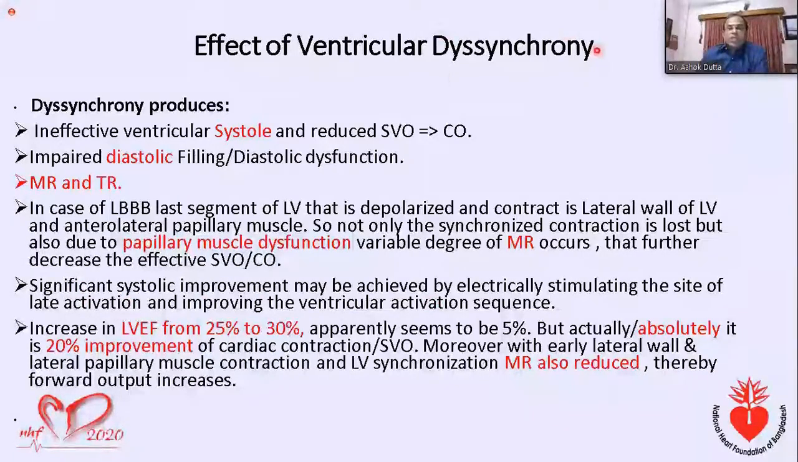So this dysynchrony is minimized either by CRT or His bundle pacing. And there is an increase in LV ejection fraction, suppose 25 to 30%. It is apparently 5%, but the absolute value is 20% improvement. Moreover, as the mitral regurgitation is reduced, forward stroke volume is increased. That is important to improve the symptoms of the patient.